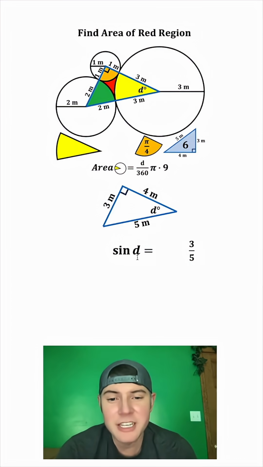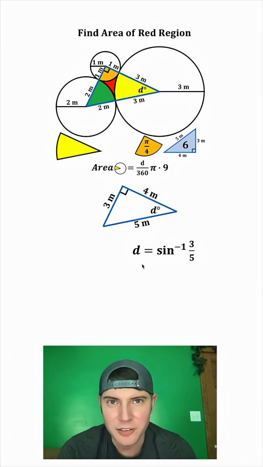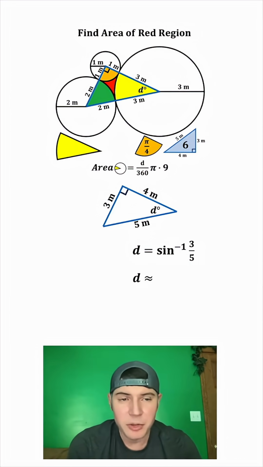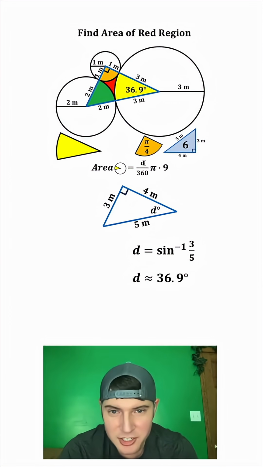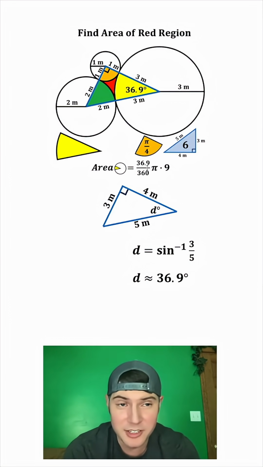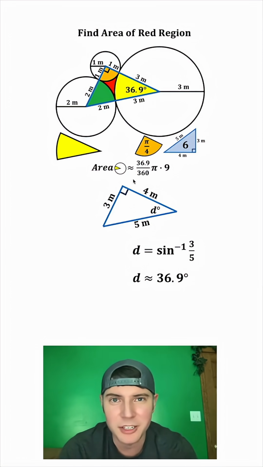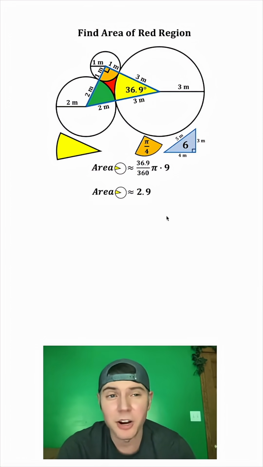So now to solve for d, we need to do the inverse of sine. This sine inverse gets rid of the sine, so we just have d on the left-hand side. And for the sine inverse of 3/5, we can use a calculator to get the approximate value of this, and we get 36.9 degrees. And so we can change this d into 36.9. So unfortunately, this isn't exact anymore, so we got to make this an approximately equal. After we do all this math, we get the area is approximately 2.9.